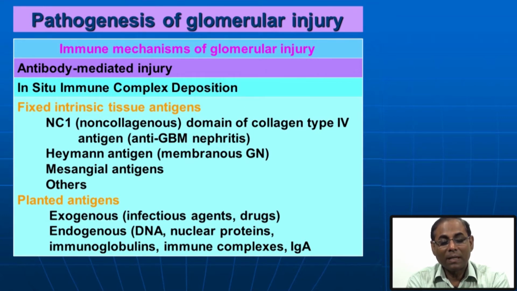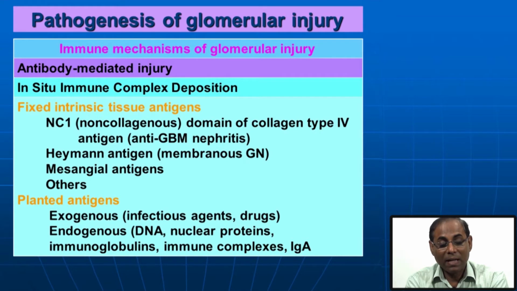It may be secondary to in situ immune complex deposition. In situ means in the glomerulus itself. Now how can it get deposited in the glomerulus? It can be of two types: of the fixed intrinsic tissue antigen. That means inside the glomerulus, the antigens which are autoantigen or self antigen can be antigenic, and that is like an autoimmune response. And this is described particularly in the NC1 non-collagenous domain. And in Heymann antigen membranous glomerulonephritis, it is the animal version of this glomerulonephritis.